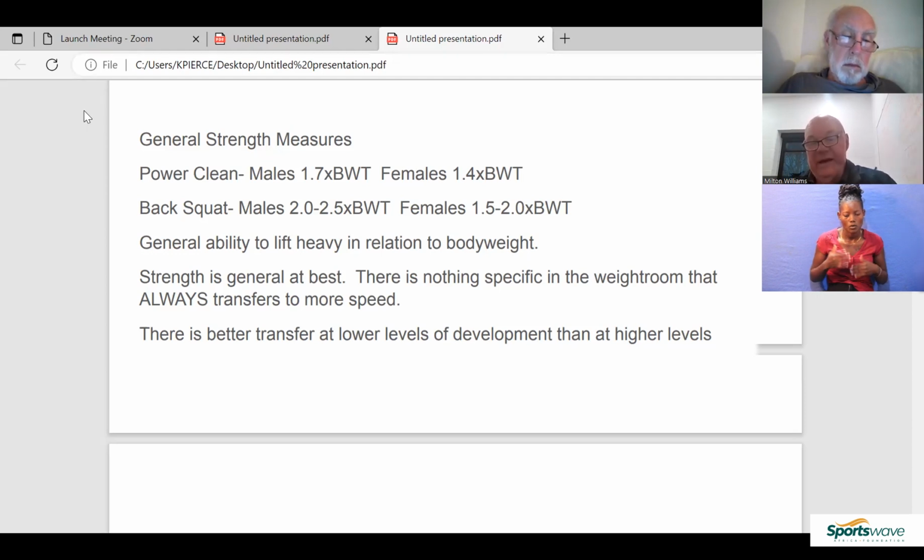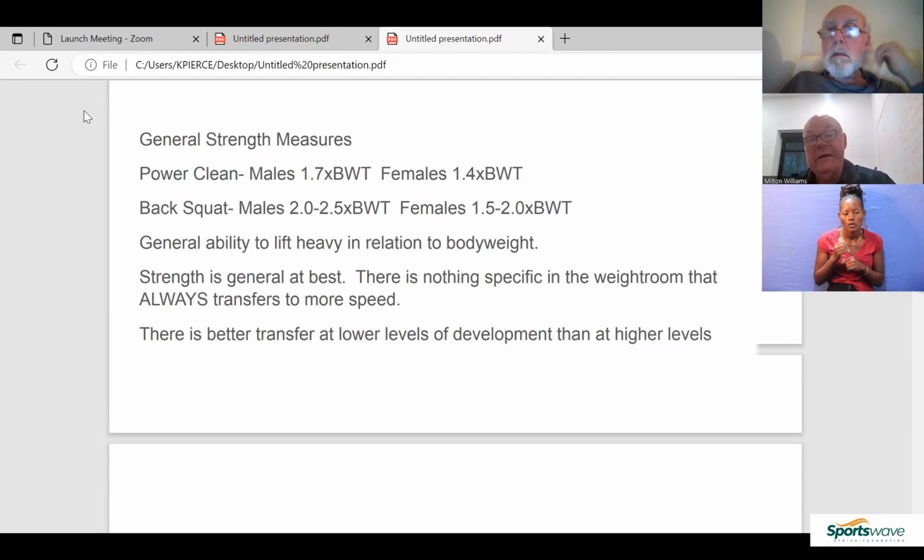Female, same thing. I've had a girl that was about a 57 400 meter girl. In 1 year, she improved to 53.9. She became a 2 times body weight back squat. So my next statement is strength is general at best. There's nothing specific in the weight room that always transfers to more speed.